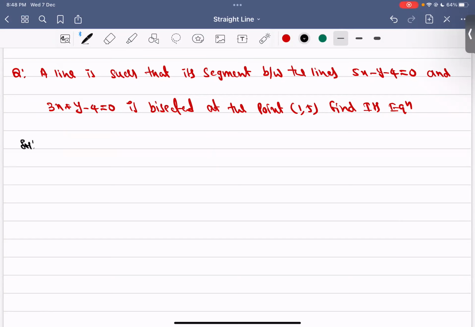Solution, 2 lines are given. If you observe the 2 lines, the slopes are not equal. The slopes are not required, just the two lines are given. So one line is like this. Suppose this is one line, the given line. Suppose this one is the second line. Two lines are intersecting somewhere.